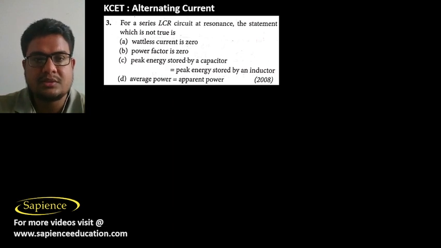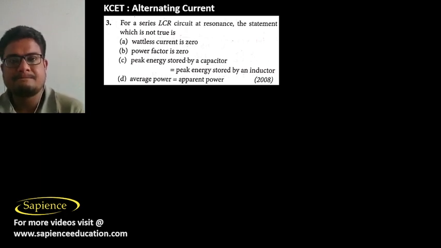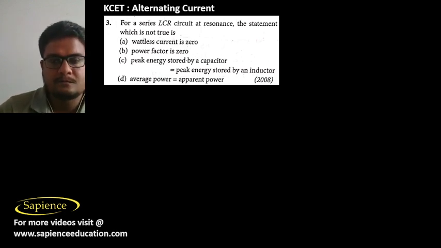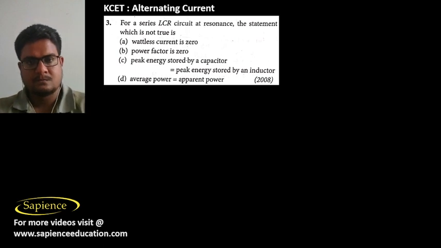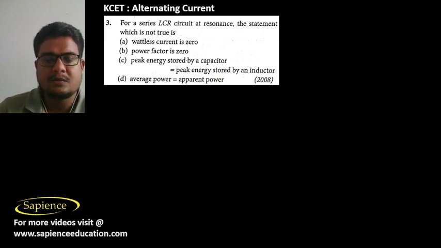Then in question number 3, it is told: for a series LCR circuit at resonance, a statement which is not true is. Wattless current is 0. Power factor is 0. Peak energy stored by capacitor is equal to peak energy stored by inductor. Average power is equal to apparent power. Which of these is not true?